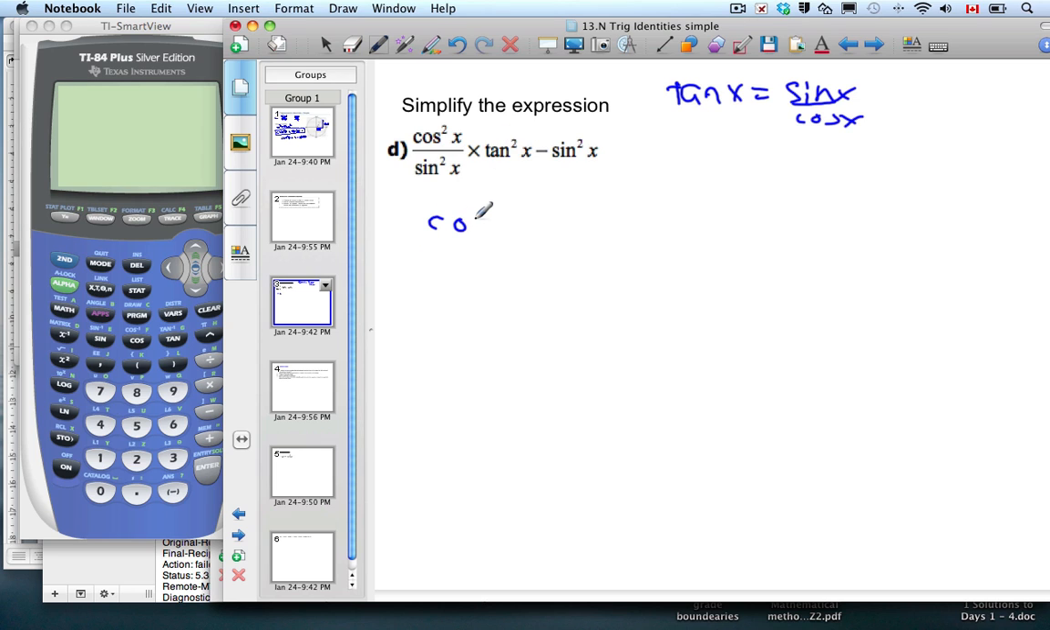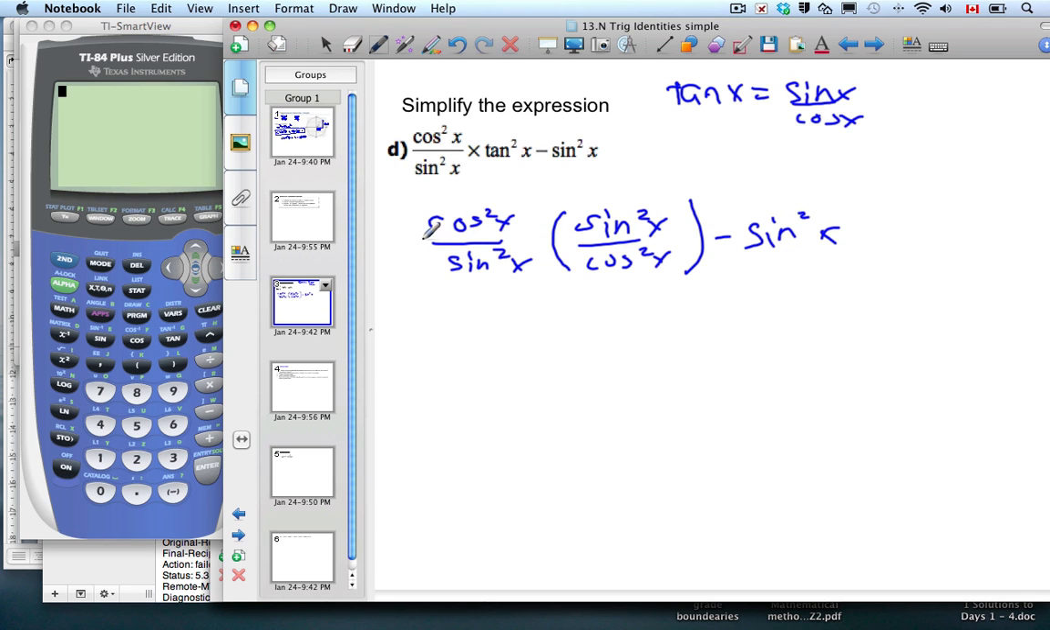So I get cos squared over sine squared, times tangent squared, which is going to be sine squared over cosine squared, minus the sine squared x.